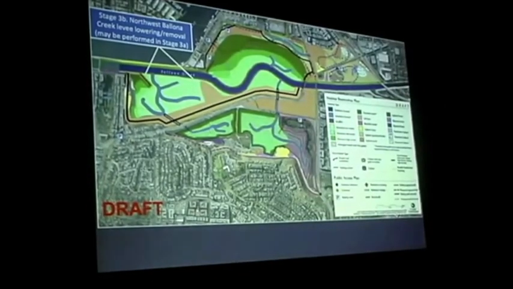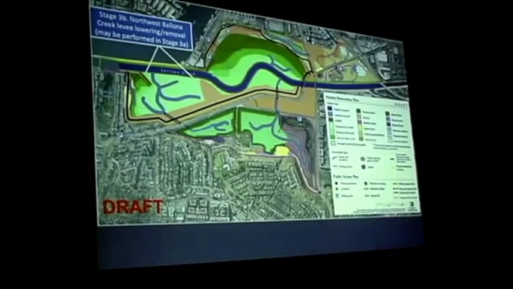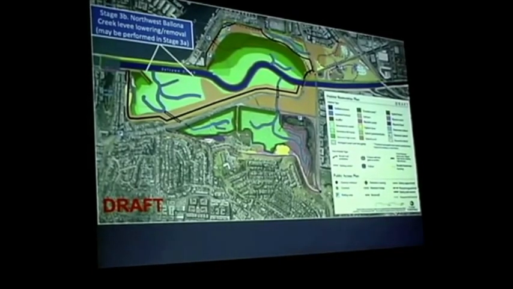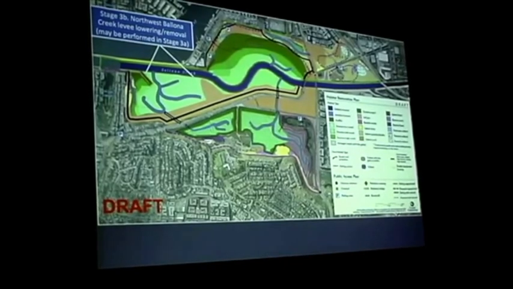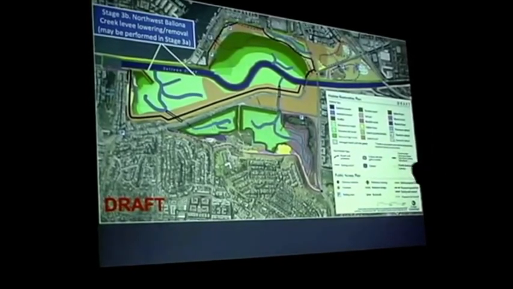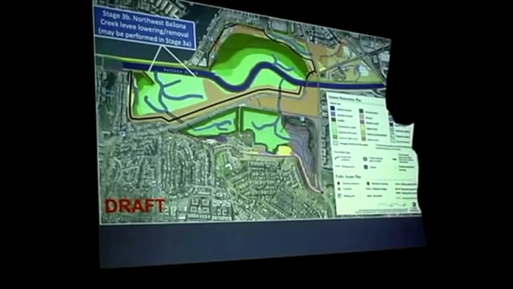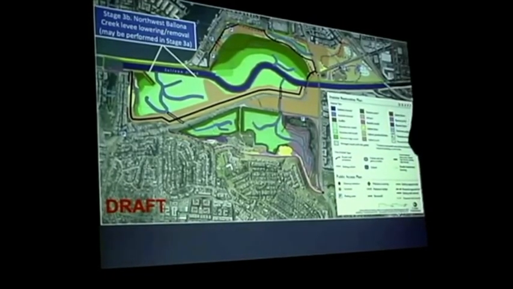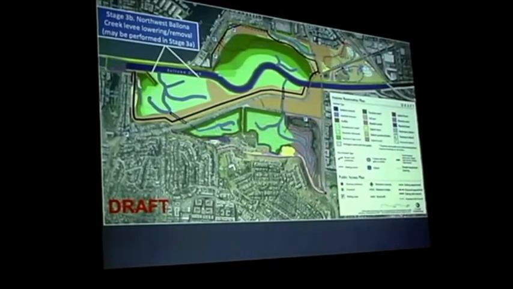Do I have models that show you this is going to happen? No. This is reasonable supposition after long conversation between colleagues on what's likely to happen here. And from the perspective of the historical condition at Ballona, this gets us back 4,000 years, but it doesn't get us anywhere near the system that we lost.